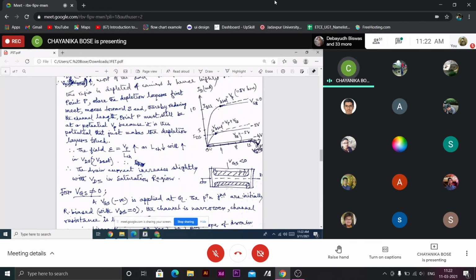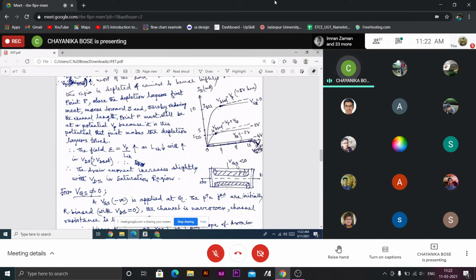So there will also be a linear region, but the slope will be higher. Meaning, for the ID-VD resistance, the slope of the curve will be different from this, and that slope can be controlled by varying this gate voltage.